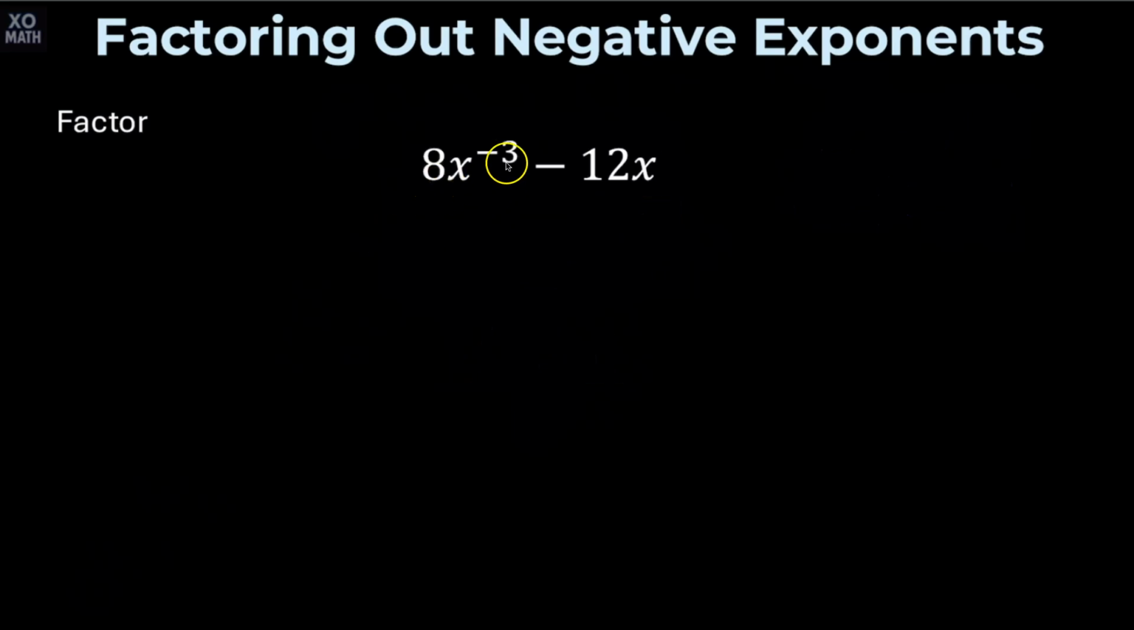Now let's factor 8x to the negative 3 minus 12x. So here we're going to go ahead and factor out a 4 from the coefficients. So 4 divides 8 and negative 12. And then from the x variables, we have x to the negative 3 and x to the 1.